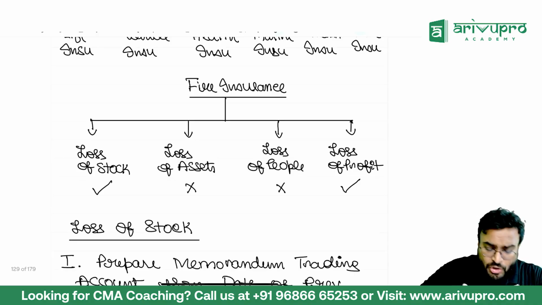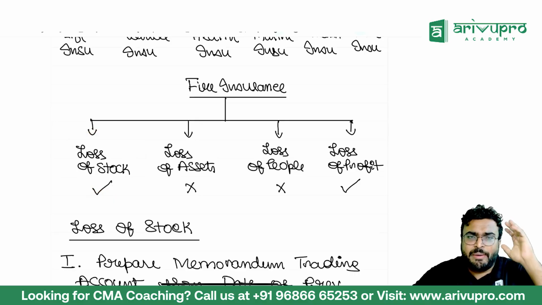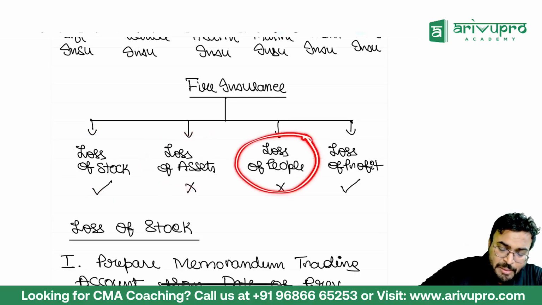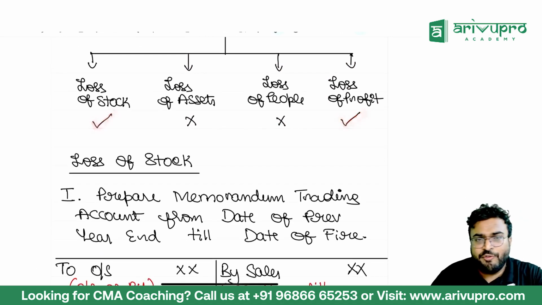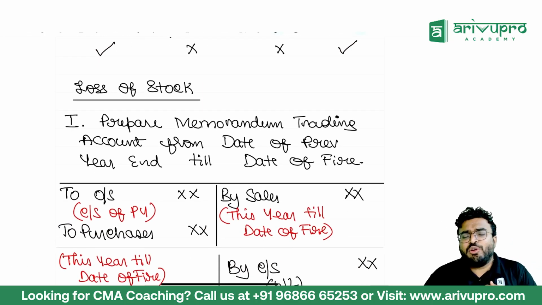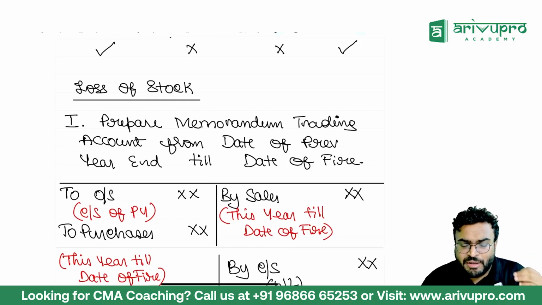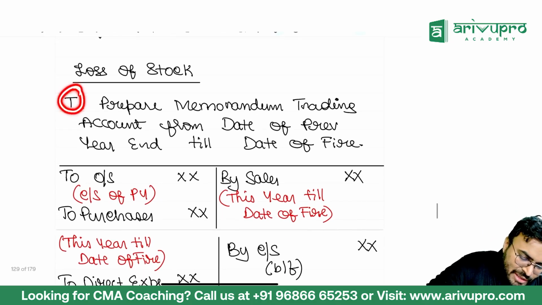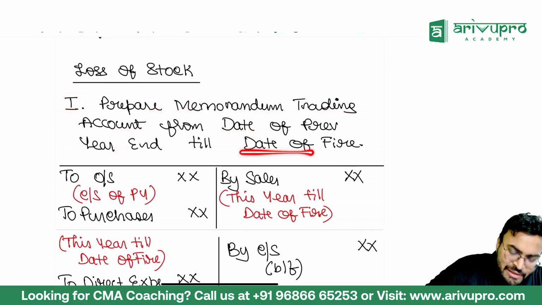Now, when we are talking about fire insurance, there can be loss of stock. Loss of stock means we have stock that got destroyed by fire, and we need to get compensation. There is loss of assets, loss of people, loss of profit. In this chapter, we are only covering loss of stock and loss of profit. Clear? Loss of stock means I need to find out how much stock was there on the date of fire. Then I need to submit the claim to the insurance company, and the insurance company will give me money. Clear? Now, first thing, prepare a memorandum trading account from the date of the previous year end till the date of fire.